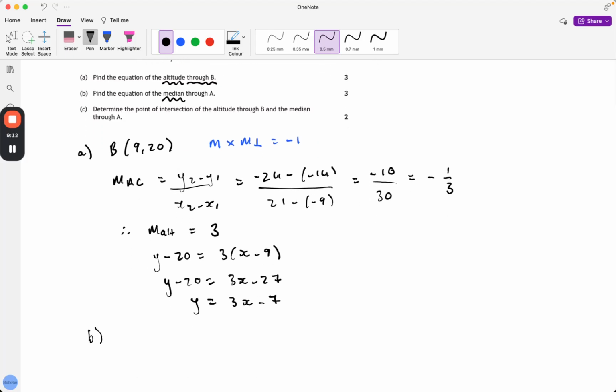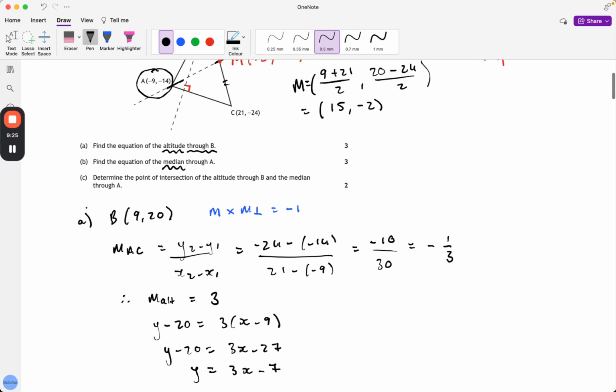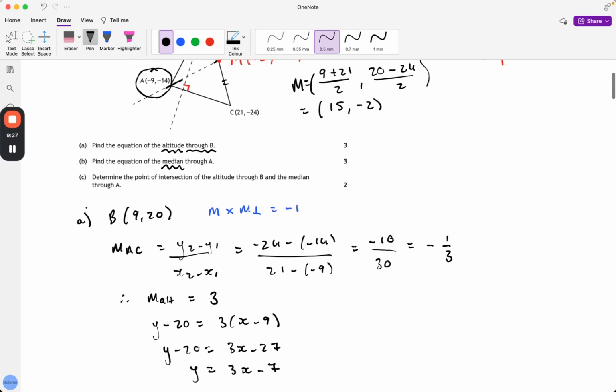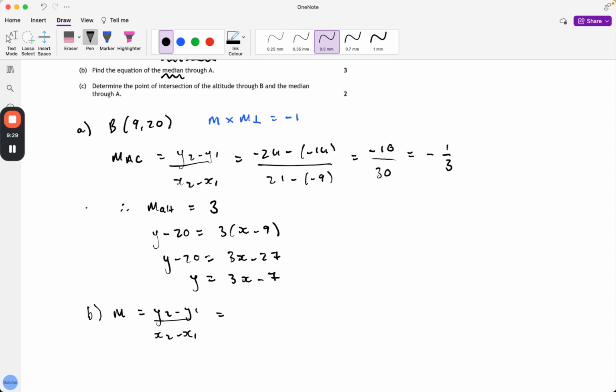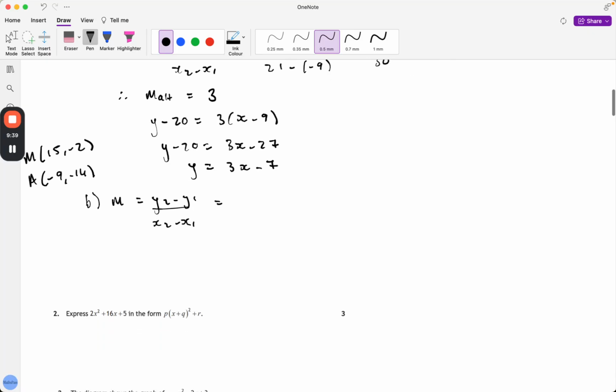So for part B, we're going to have to find our gradient of our median through A, and we're going to use y2 minus y1 over x2 minus x1. And then we have said that our A is the point, I'll just pull it down. So we've got minus 9, minus 14. And then we've said that our midpoint is the point 15, minus 2. So we've got them there, just so we can see them.